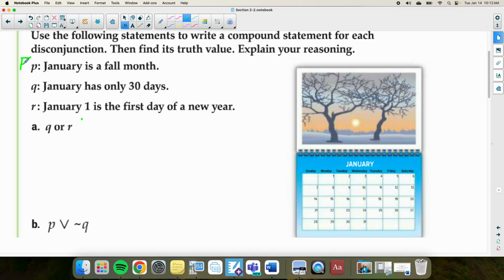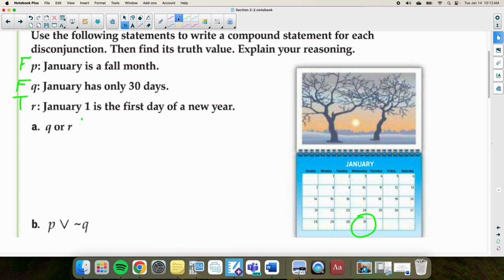If you're like me, I don't know how many days are in each one, but this calendar shows us that there's a January 31st. So this one is also false, okay? And then R says January 1st is the first day of a new year, and that is true, okay?